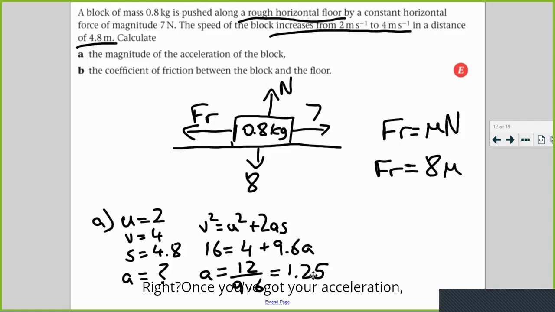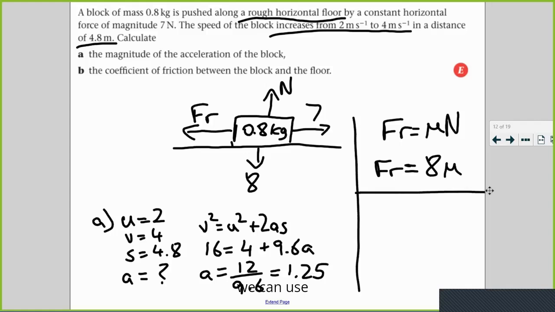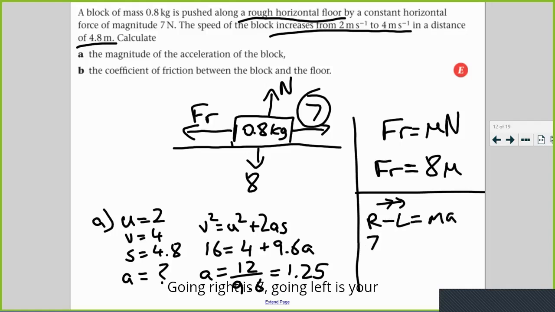Right, once you've got your acceleration, we can use F equals ma horizontally. Okay, now the object will move to the right because it's being pushed by a force of 7. Yep, going to the right. So right minus left equals ma. Going right is 7, going left is your friction. Okay, mass is 0.8 and A is 1.25.